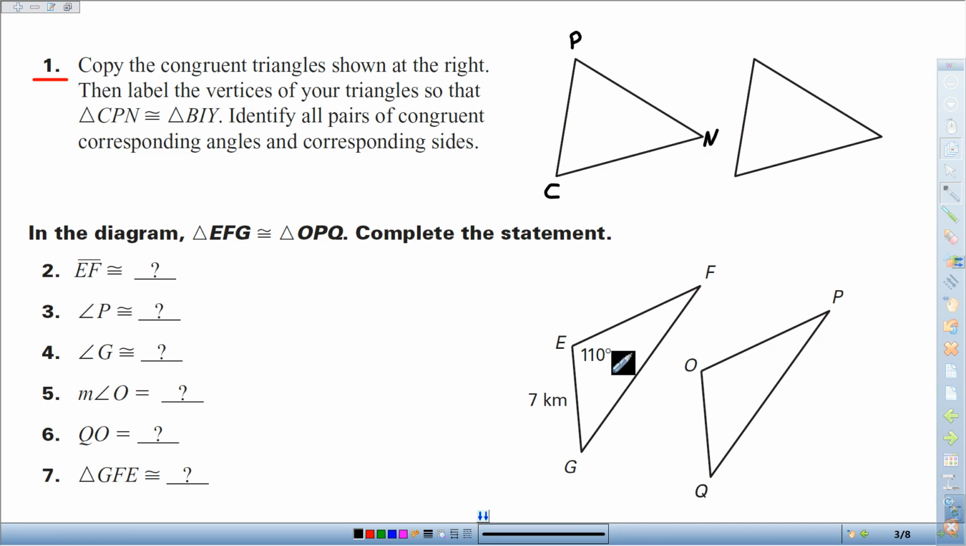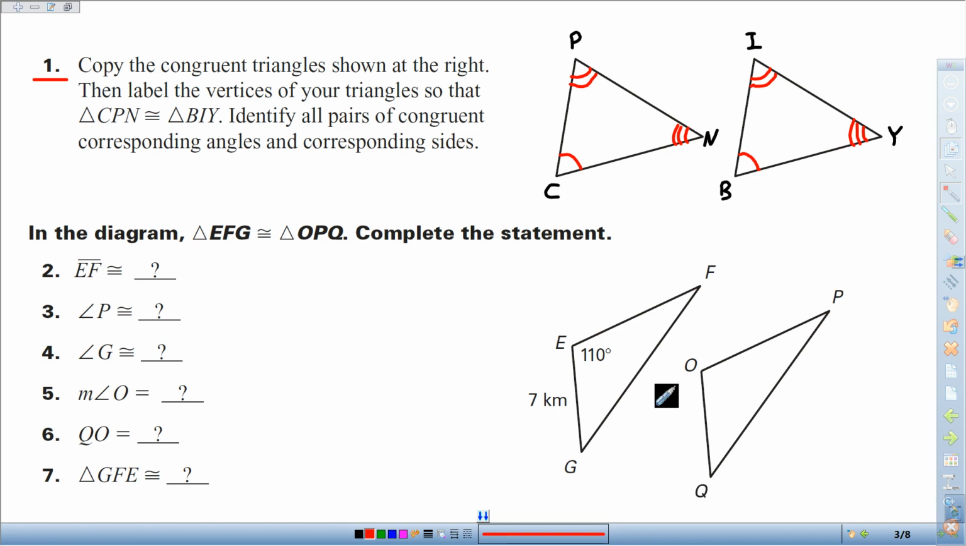Okay, here's the thing. When I go to label my other triangle, I need to follow that same order. So this one's called BIY. I need to start with B here, I up here, and Y here. Okay, cool. Now that I have this, let's start by identifying the corresponding angles that are congruent. And everything's lined up for us. So it's pretty straightforward. We know that C is congruent to its corresponding angle B. P is congruent to I, and N is congruent to Y.